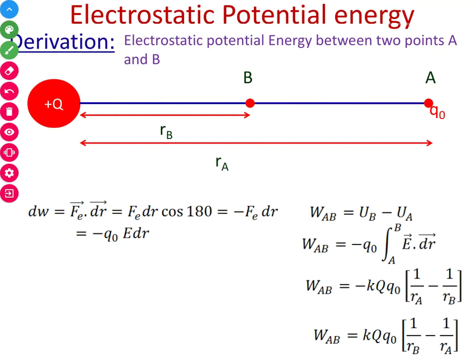Let's start the derivation of electrostatic potential energy. Say a plus q source charge is kept over here, and there are 2 points. We have to find out the electrostatic potential energy between 2 points A and B.